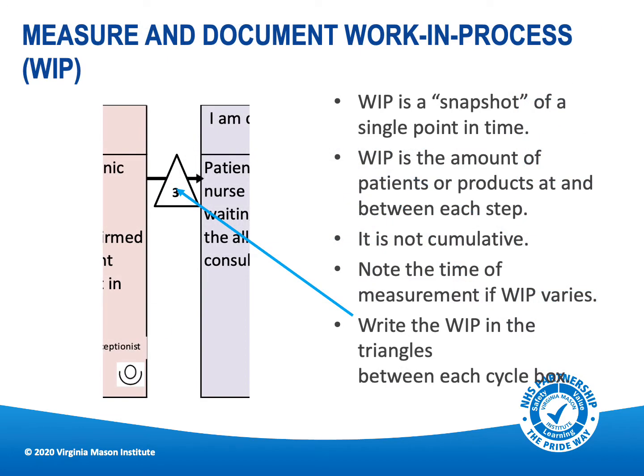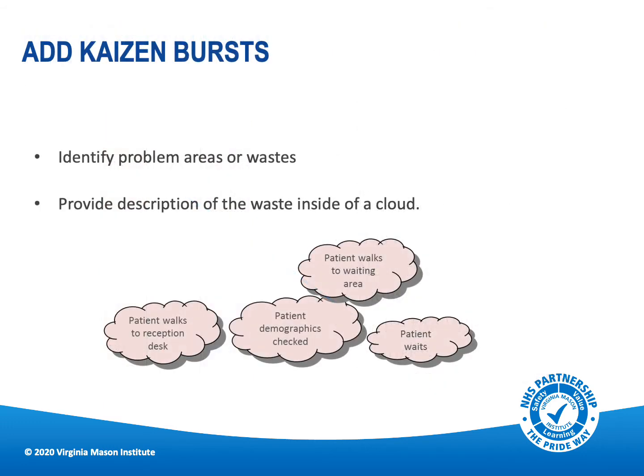Remember, the WIP is the number of patients or products at or in between each step, the work in process. This number is recorded in the triangles between each of the cycle boxes. Add KAIZEN bursts to document any wastes you identified. Examples could be walking or waiting periods or duplication of tasks.